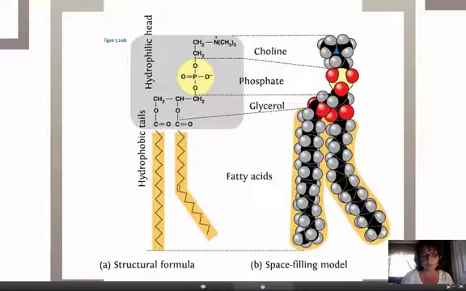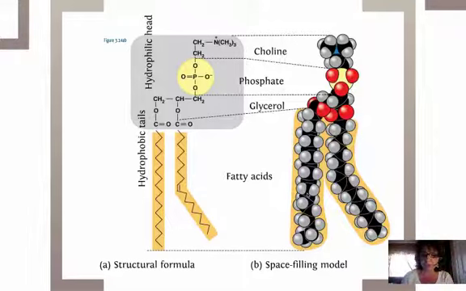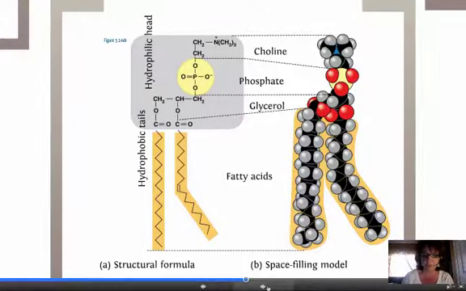So back to our phospholipid. Again, different phospholipids have different fatty acid tails, and since these are used in membranes, you're going to hear all about the cell membrane in 2 chapters, you can actually change the fluidity of a membrane by changing the types of fatty acids you have on its tails.